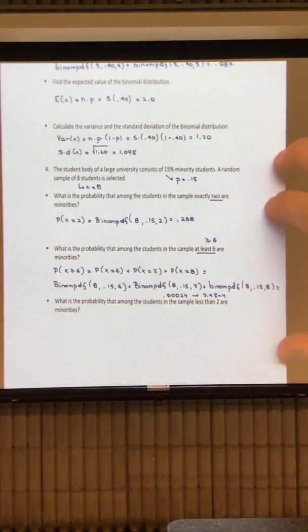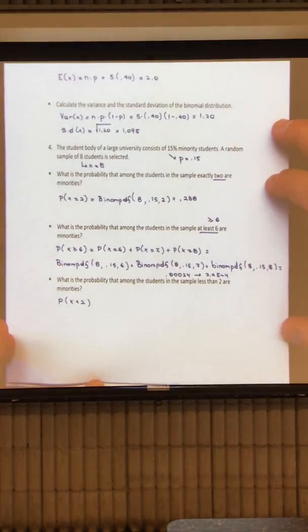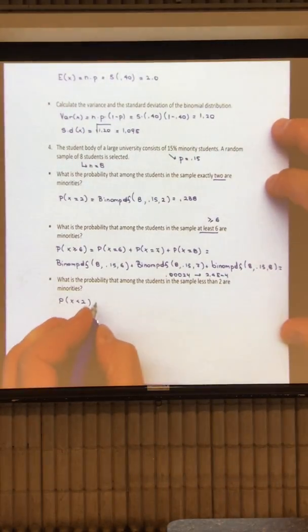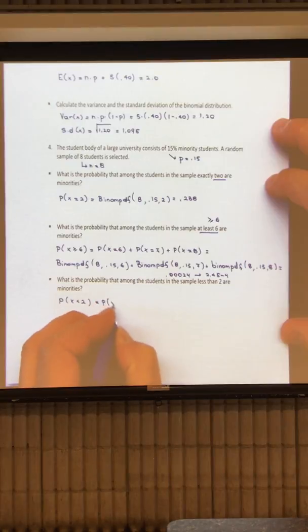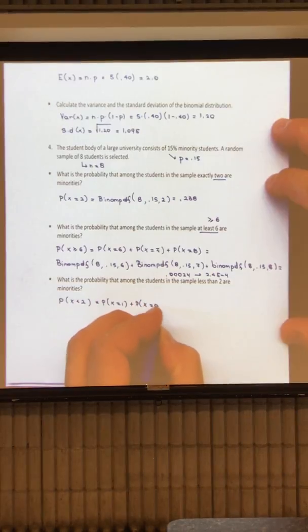What is the probability that in the sample you have less than 2 minorities? Probability x to be less than 2. So in this case, this is the same as the probability x to be equal to 1 plus the probability x to be equal to 0.